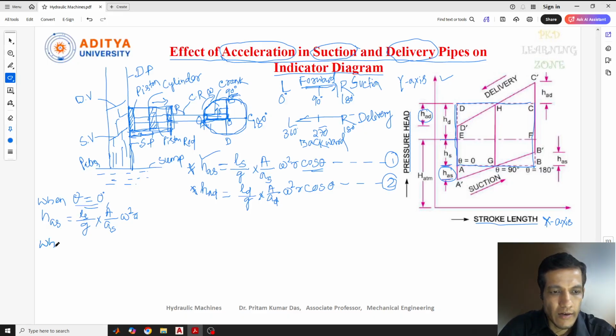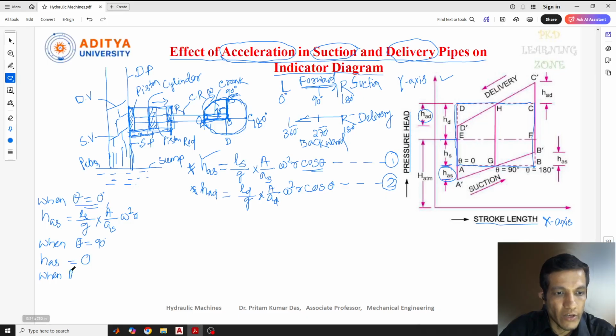And similarly, let's find out when theta equals 90 degree, in the sense at the middle of this point. This is angle theta. Now when theta equals 90 degree, what is the value of cos 90? Cos 90 equals 0. So the whole term will be 0 here. When the piston reaches this end point, there is some pressure head due to the acceleration. But when it is 90 degree, at the middle of the stroke, we don't have any pressure head due to the acceleration.